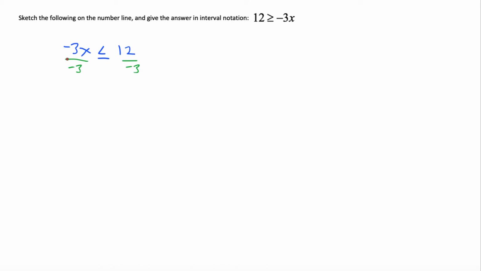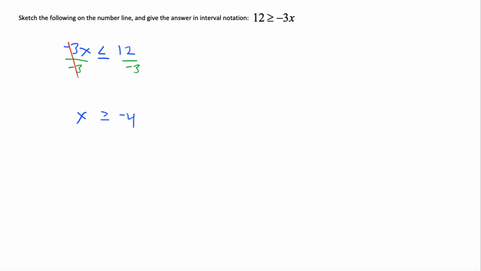So let's take a look. Well, we know that negative 3 divided by negative 3 cancels out, so we're just left with x. 12 divided by negative 3, that's negative 4. But because we divided by the negative, we have to switch the direction of the inequality, so the answer should be x greater than or equal to negative 4.